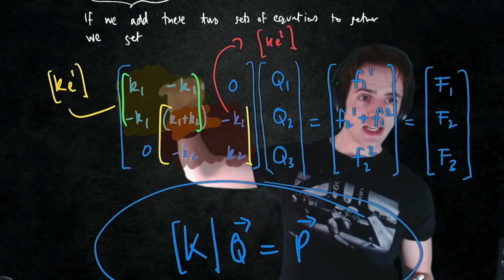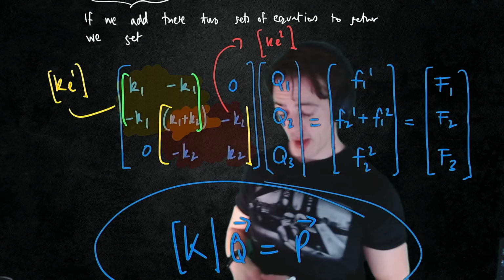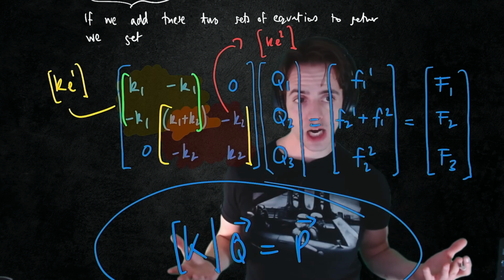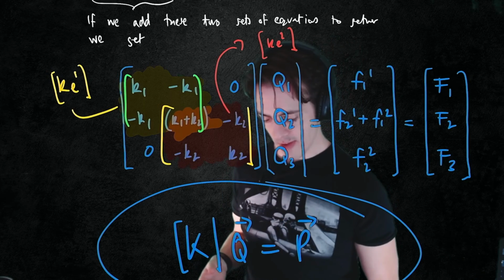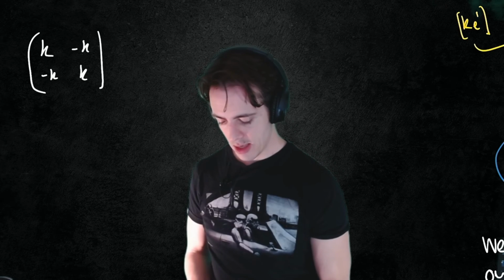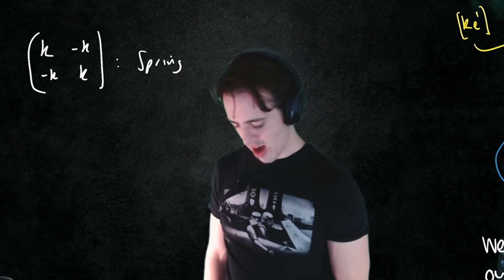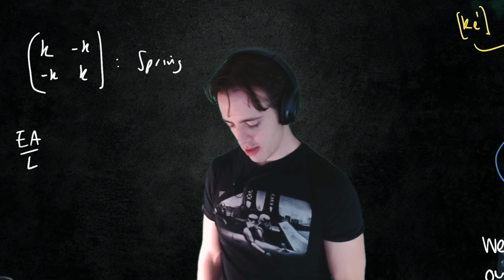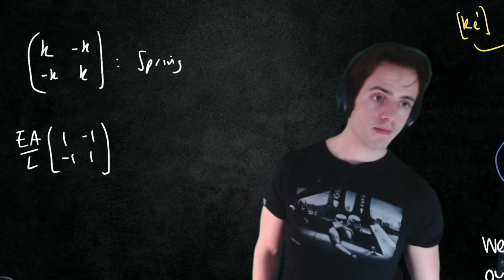We can very readily construct a 2 by 2 for a spring. Okay, we're going to very readily be able to do that for a bar element. We just replace the K with EA on L. So in fact, you should be able to see that for a spring we've got K, K, minus K, minus K, that's the stiffness matrix for a spring. For a bar element, we just end up with EA on L, 1, 1, minus 1, minus 1.